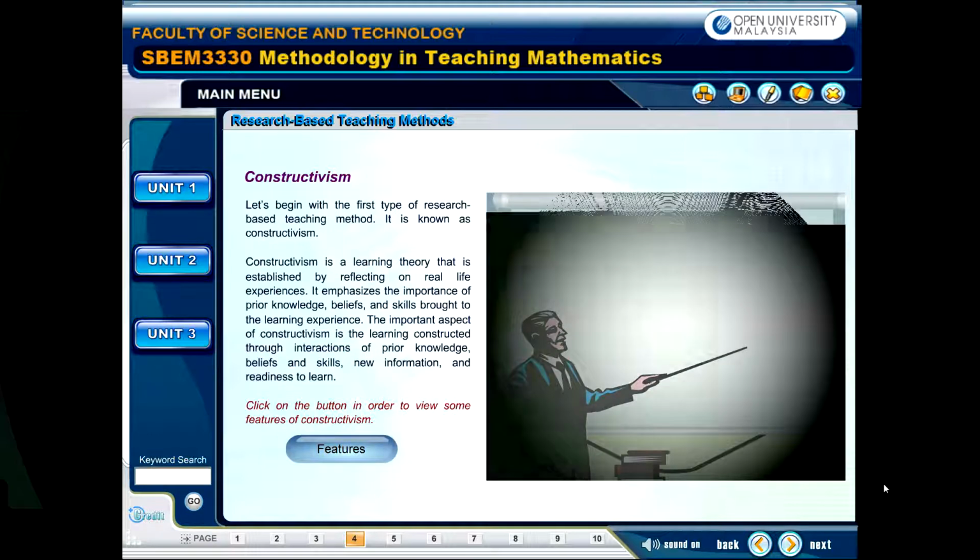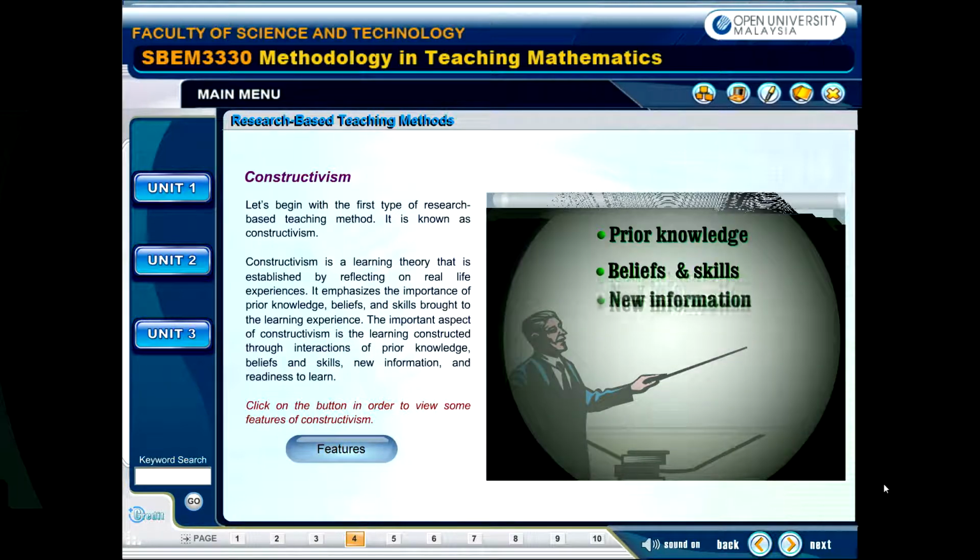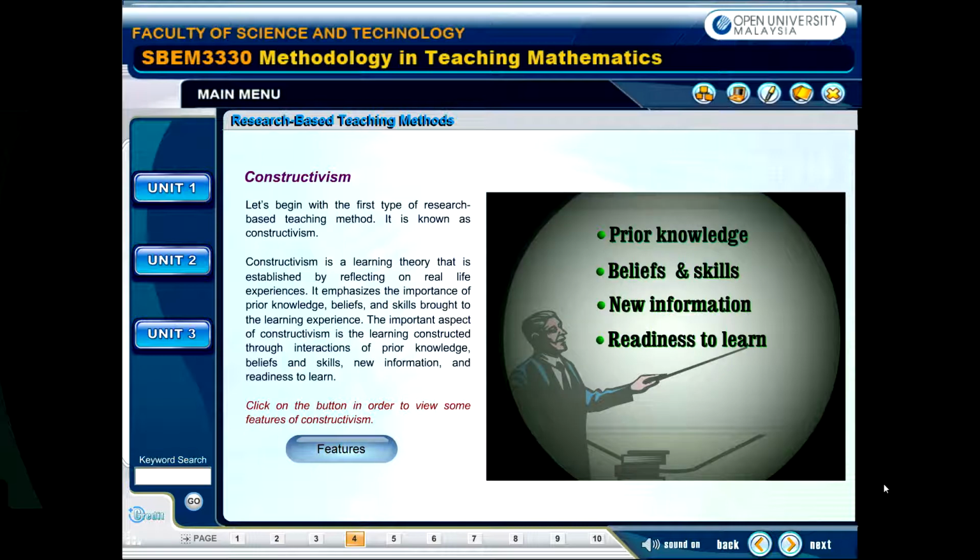Let's begin with the first type of research-based teaching methods. It is known as Constructivism. Constructivism is a learning theory that is established by reflecting on real-life experiences. It emphasizes the importance of prior knowledge, beliefs, and skills brought to the learning experience. The important aspect of constructivism is the learning constructed through interactions of prior knowledge, beliefs and skills, new information, and readiness to learn. Click on the buttons in order to view some features of constructivism.